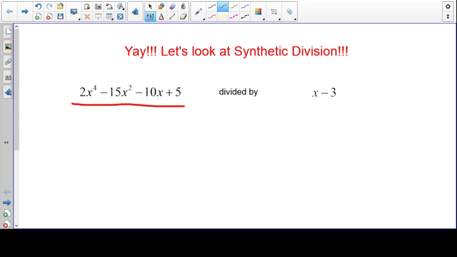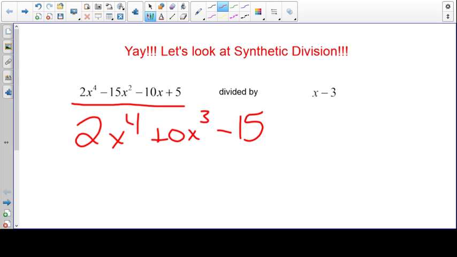So we want to go from one exponent to the next smallest one. So we have 2x to the fourth. Then I ask myself, do we have anything to the third power? No. So what I essentially have here is 2x to the fourth plus 0x cubed, because think about it, you have no x cubed term, but we are going to want one here in a moment, so we're just going to put in there 0, because anything times 0 is still 0. Minus 15x squared minus 10x plus 5.